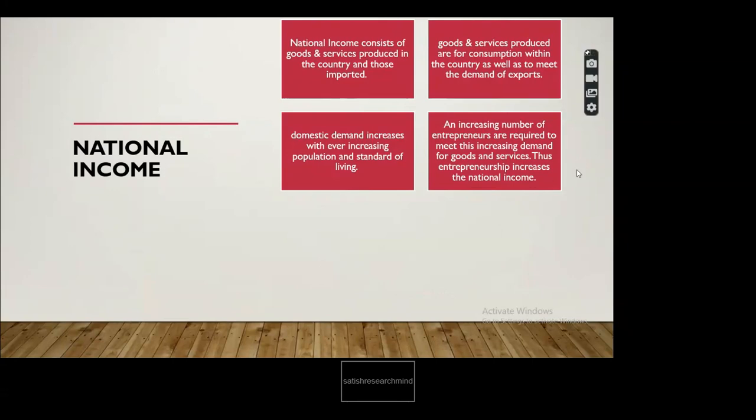National income will come very high, then automatically poverty will be less. Then an increasing number of entrepreneurs are required to meet the increasing demand for goods and services. Thus, entrepreneurship increases the national income. Yes, this is the second important point of entrepreneurship: national income.